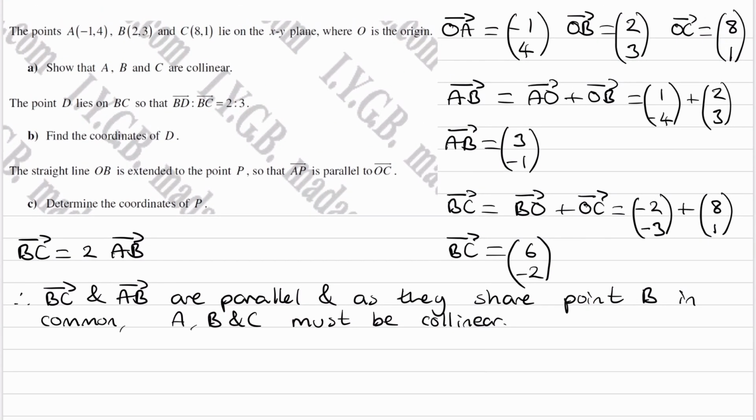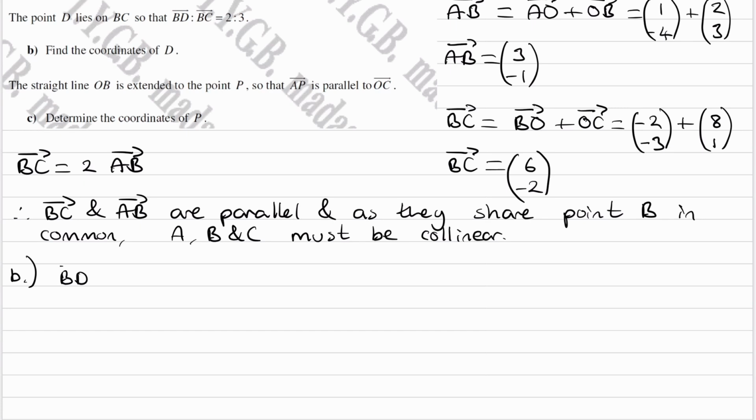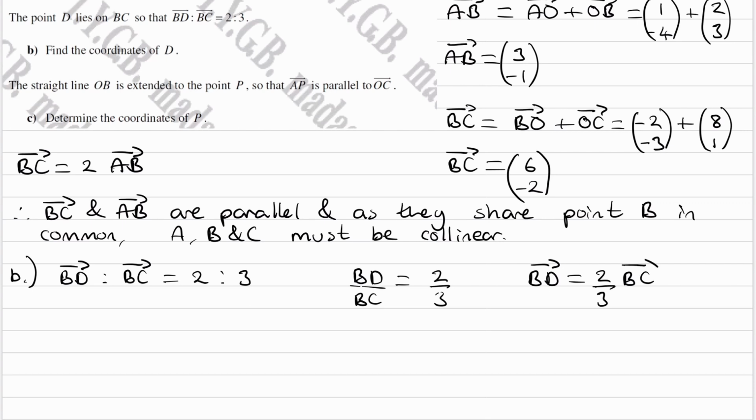Okay, so on to part B. We're told that D lies on BC such that BD to BC is in the ratio of 2 to 3. That means that the length of BD over the length of BC is 2 over 3. We can write this as the vector BD is equal to 2/3 of BC.